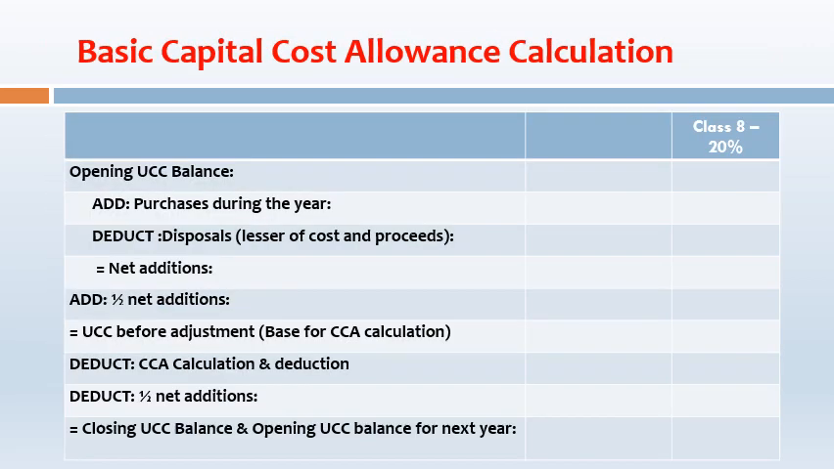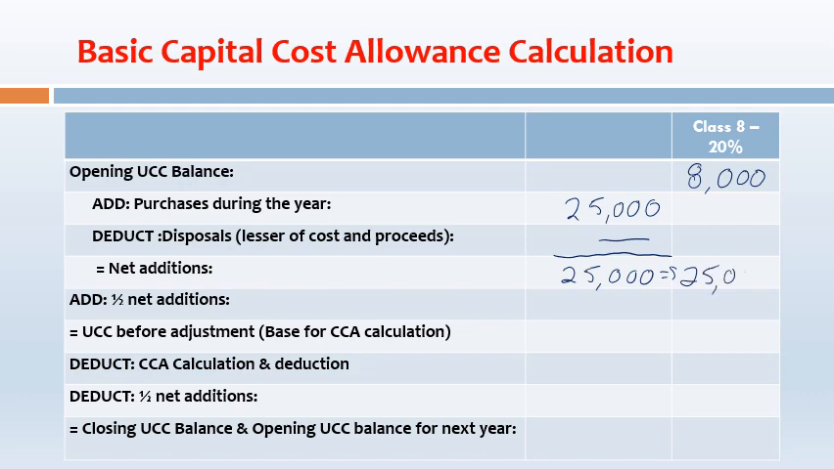All right, let's walk through this addition to Class 8, a 20% pool. We know we have an opening balance of $8,000, so we'll start out easy with $8,000. Now we have purchases during the year of $25,000, so we're going to add in $25,000. I have no disposals or dispositions during the year, meaning my total net additions for the year are $25,000. Great.